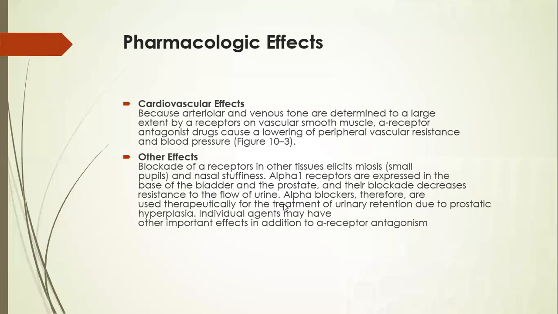Now, alpha blockers therefore are used therapeutically for the treatment of urinary retention due to prostatic hyperplasia. We have already talked about benign prostatic hyperplasia: it is the condition where there is an abnormal increase in the tissue amount. Okay, so the tissue will be increased in that area, in the area of the prostate, inside of the urinary bladder, in the ureter.